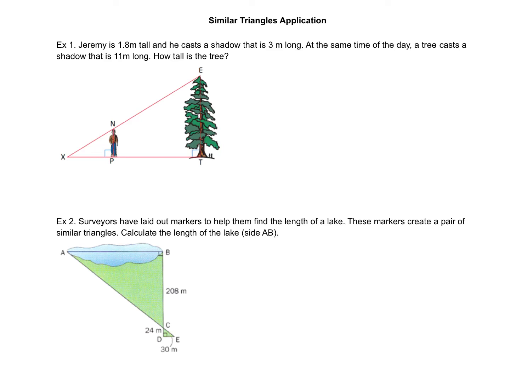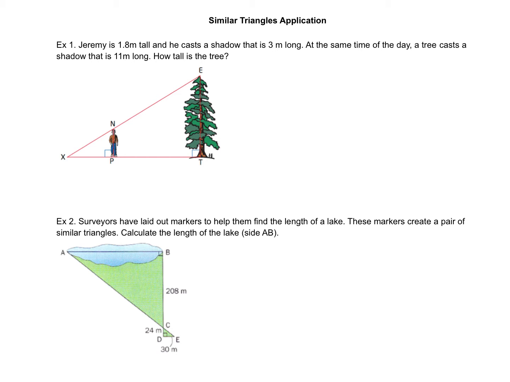In this video, we will be looking at the application side of solving similar triangles. So let's start with our first example. Jeremy is 1.8 meters tall and he casts a shadow that is 3 meters long. At the same time of the day, a tree casts a shadow that is 11 meters long. How tall is the tree?